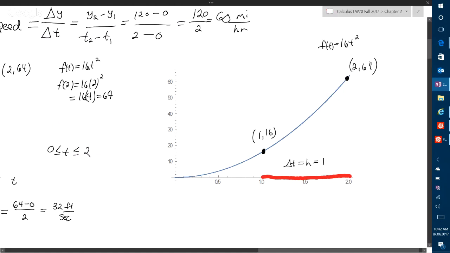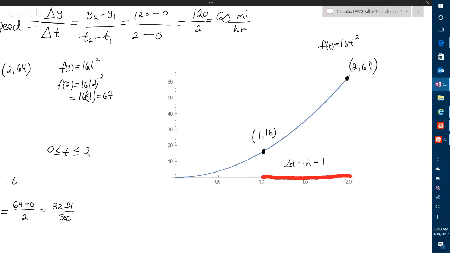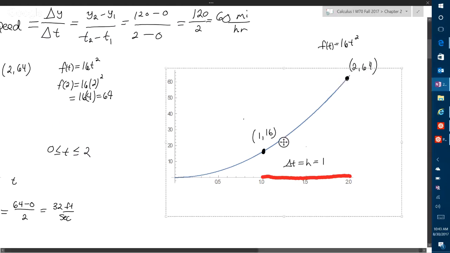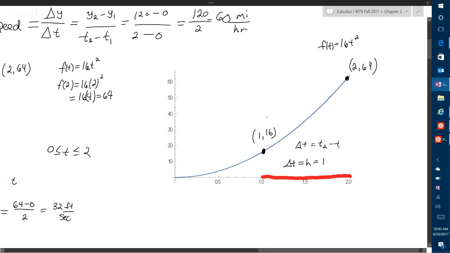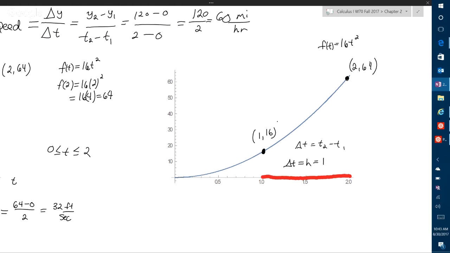Now what if you don't have the graph? I did the example at the beginning of class. Remember that the change in t is just t2 minus t1. You just have to take 2 minus 1, and that gives you 1. But that's just the length of the interval, okay?